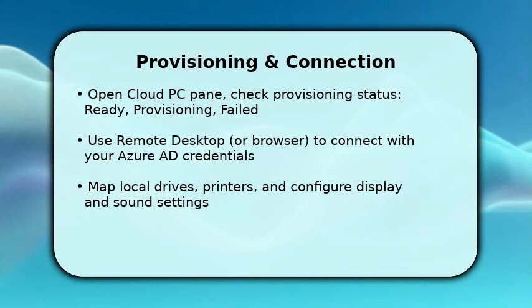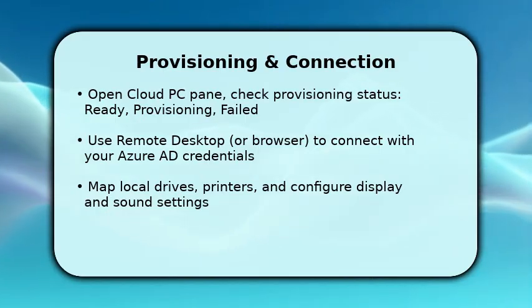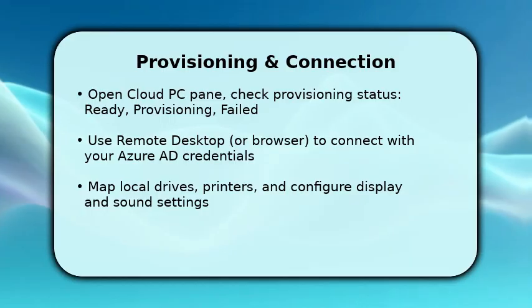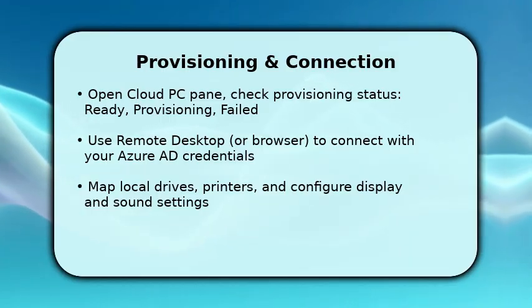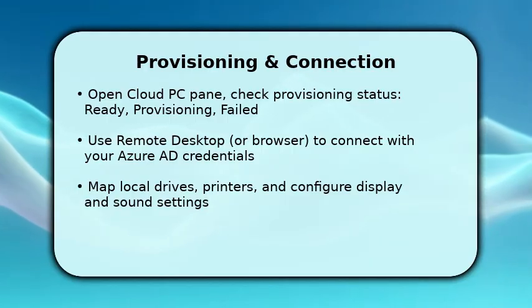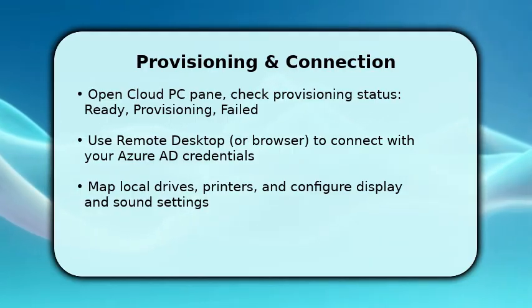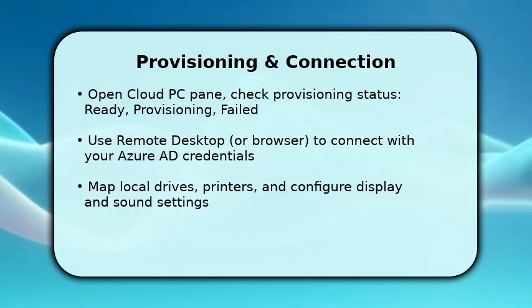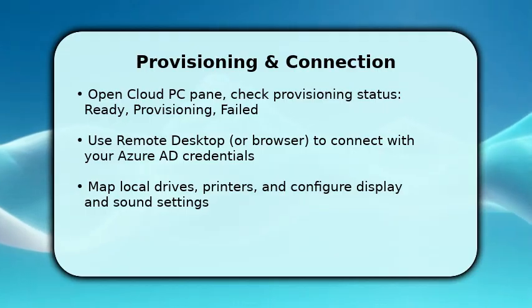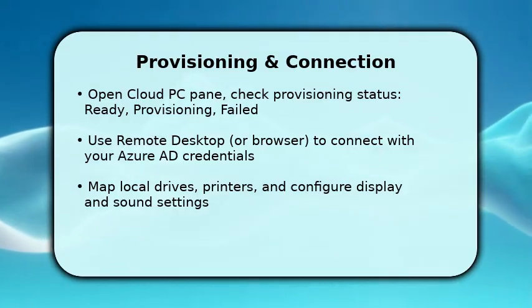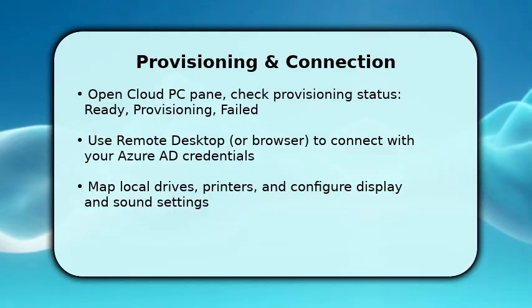Once the cloud PC shows ready, you connect using Remote Desktop or the browser client. You enter your Azure AD credentials and accept any conditional access prompts. This is how Windows 365 enforces company policies. While connected, map local drives and printers so files transfer seamlessly, and adjust display and sound settings to match your device. These steps let applications run as if local.